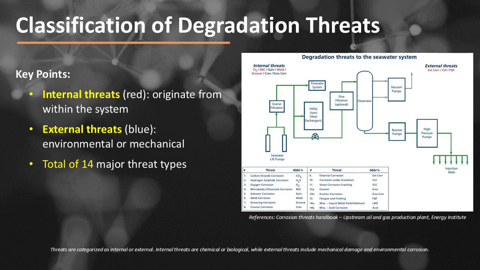Classification of degradation threats. Threats are categorized as internal or external. Internal threats are chemical or biological, while external threats include mechanical damage and environmental corrosion. Key points: internal threats, in red on this diagram, originate from within the system. External threats, in blue on this diagram, environmental or mechanical. Total of 14 major threat types.